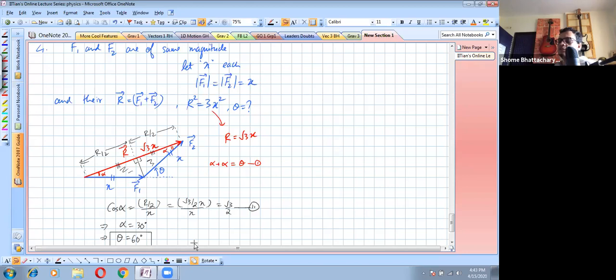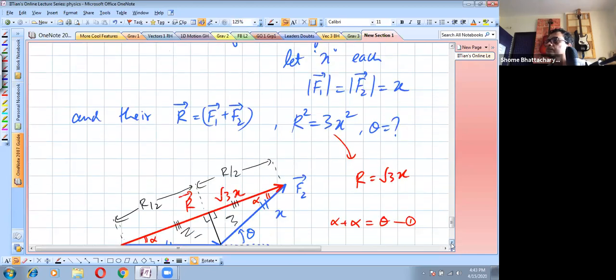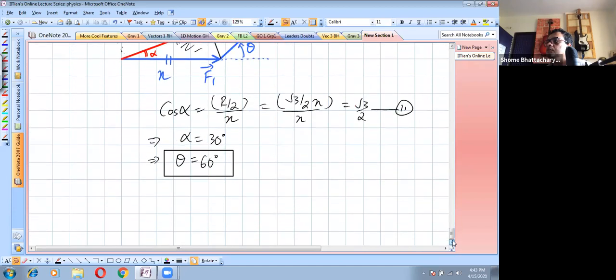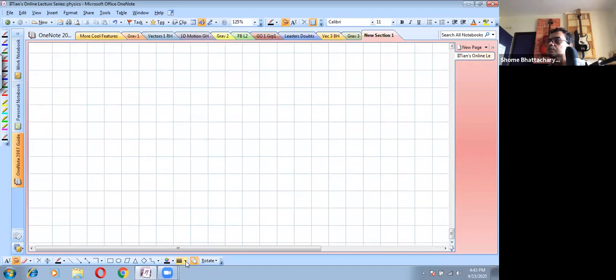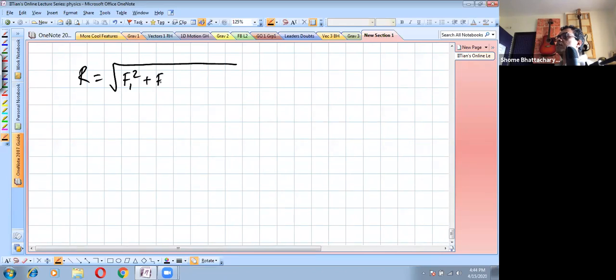Alright, so this was about the geometrical way of solving this. I'll also quickly take you through the algebraic way of solving this question. And that is going to be something like this now. We are going to use the formula that R, in this case, is the vector sum of F1 and F2. So it's F1 square plus F2 square plus 2 F1 F2 cos theta, where theta is the angle between the two forces.